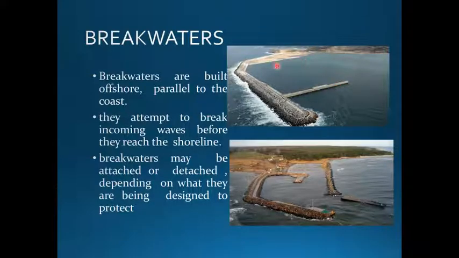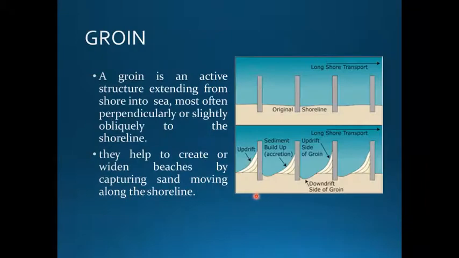The next one is breakwaters. Breakwaters are built offshore, which is always parallel to the coast. They attempt to break the incoming waves, thus reducing the intensity of the waves. Breakwaters may be attached or detached, depending upon how they are designed to protect against the waves. Next one is groin. A groin is an active structure extending from the shore into the sea, often perpendicular to the shoreline. They create a widened beach by capturing sand moving along the shoreline.